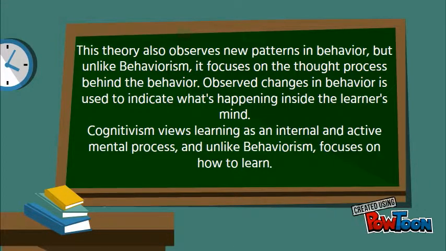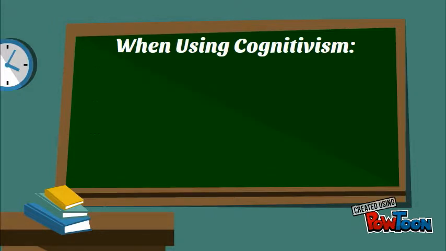This theory also observes behavior, but unlike the previous one, it focuses on the thought process behind the behavior. Any changes indicate what's happening inside the learner's mind. This views learning as an internal and active mental process.